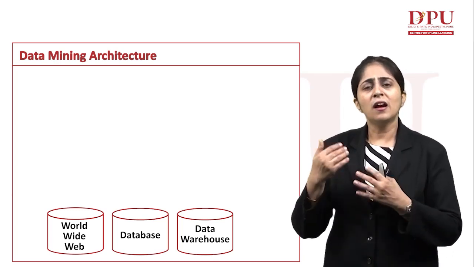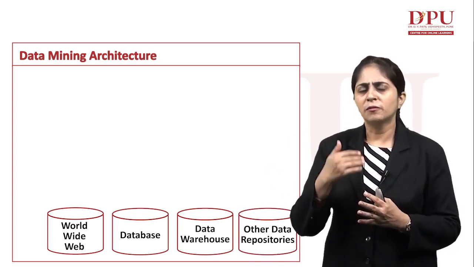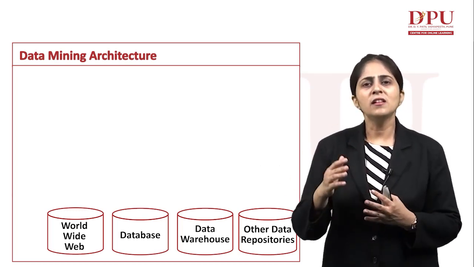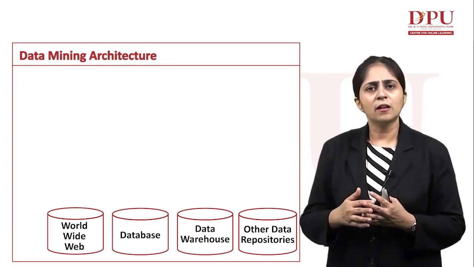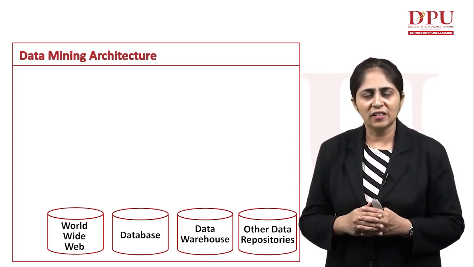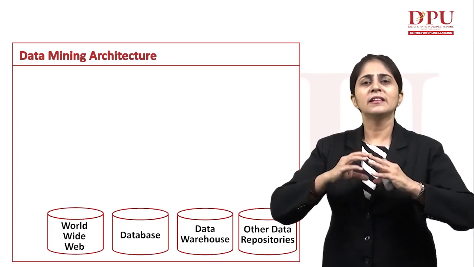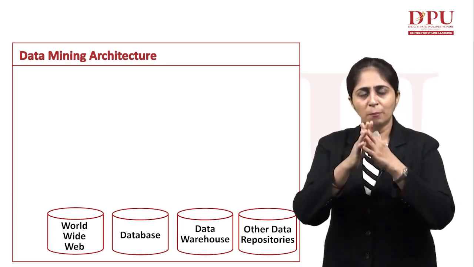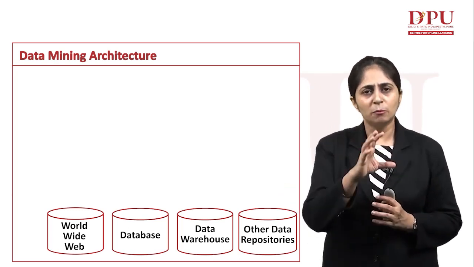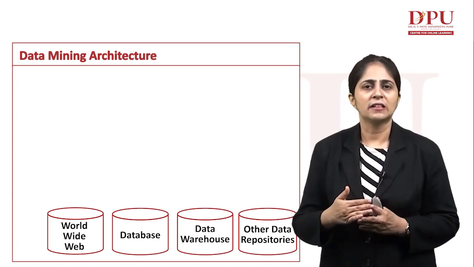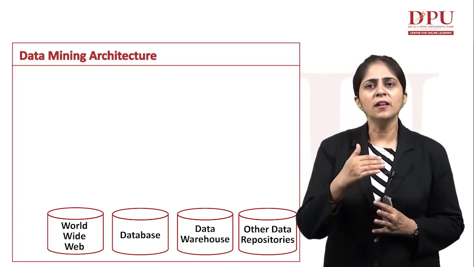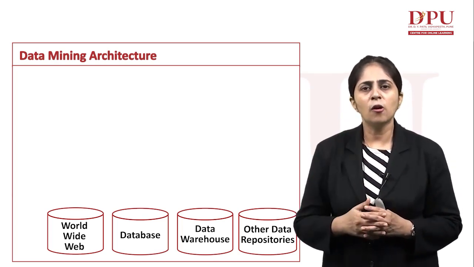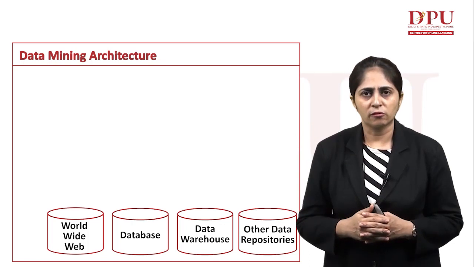Other than this, there can be other data repositories, like various spreadsheets, simple XML files, and flat files. So these are various other data repositories from where the data can be taken. So the basic thing that we want, if we think about building this data mining architecture, the very first thing is to retrieve the data. The retrieval of data can be done from the World Wide Web, from various databases, from the data warehouse, or from other data repositories.